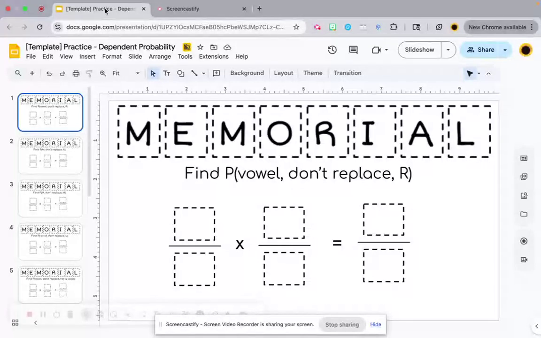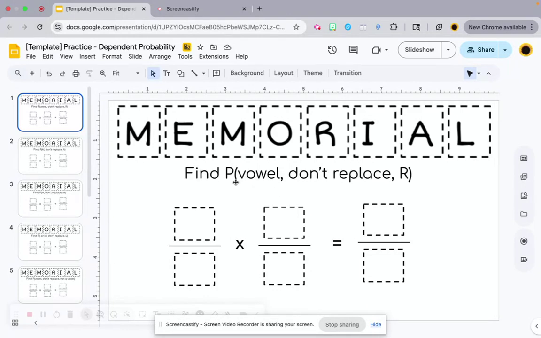So in this video, we're still talking about compound probability, but now we're going to look at dependent events. And that is when the results of the first event have an effect on what happens in the second event. So in this first one here, I have to choose a card out of the word memorial. I'm keeping that card, so I'm not replacing it, and then I'm picking a second card.